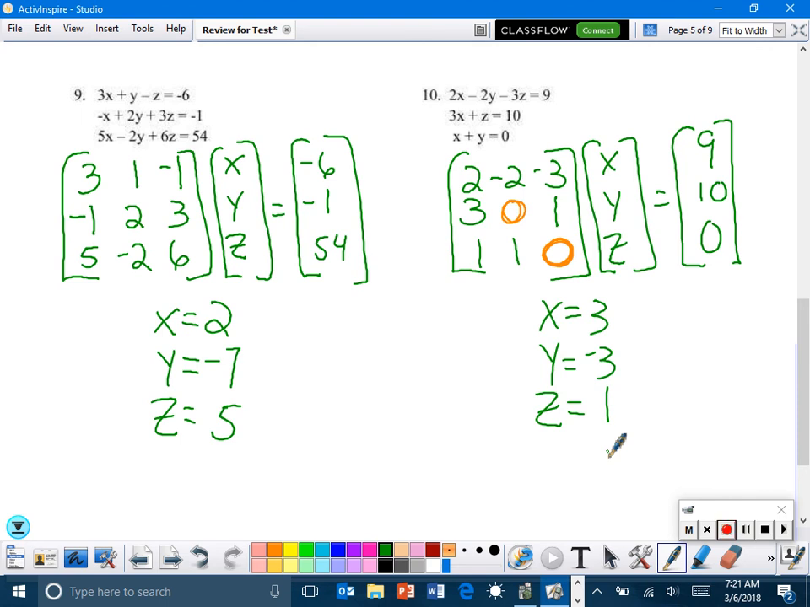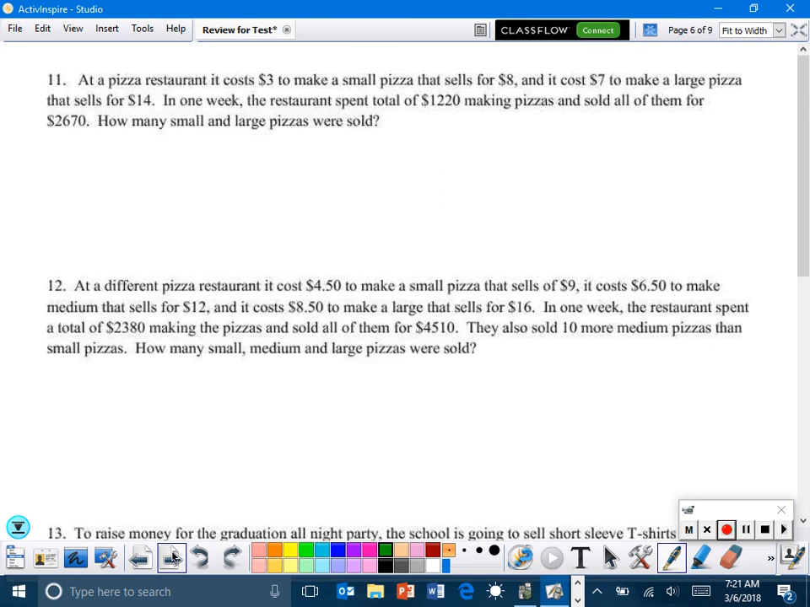Going to the word problems. Okay, at a pizza restaurant, it costs $3 to make a small pizza that sells for $8, and it costs $7 to make a large pizza that sells for $14. In 1 week, the restaurant spent a total of $1,220 making pizzas and sold all of them for $2,670. How many small and large pizzas were sold?